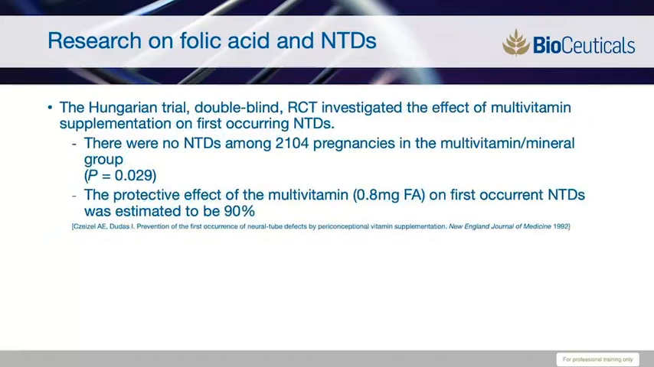At the same time that this study was going on, there was also a randomised controlled trial in Hungary, and it looked at a multivitamin in relation to neural tube defects first occurring, which is obviously more rare. There were no neural tube defects among the 2,000 pregnancies in the multivitamin and multimineral study, and the protective effect of the multivitamin, which did include 800 micrograms or 0.8 milligrams of folic acid, on the first occurrence of neural tube defects was estimated to be 90%. So it's huge. So if people are having folic acid, or in this case, I even think a multivitamin, that reduction in neural tube defects is quite effective.